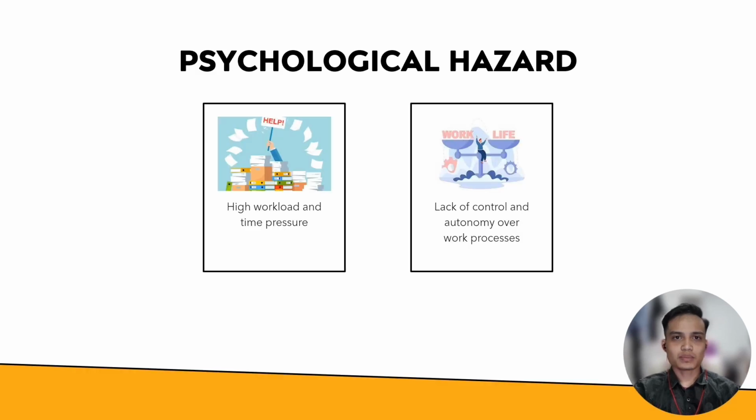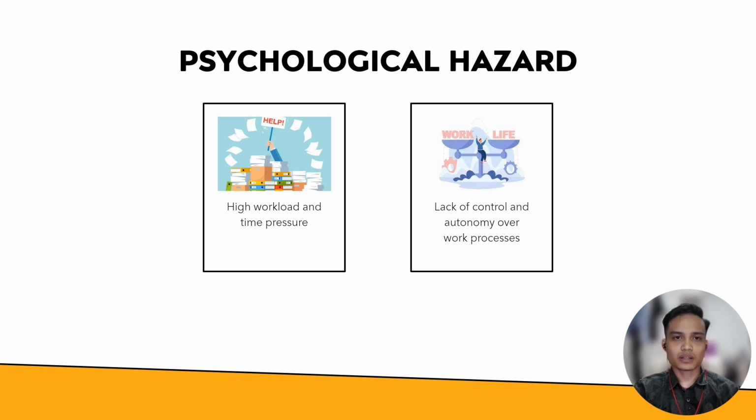The last hazard that may occur is high workload and time pressure. In 3D printing, tight project deadlines can result in excessive stress, but establishing realistic timelines, allocating sufficient resources, and promoting open communication can help mitigate this hazard.